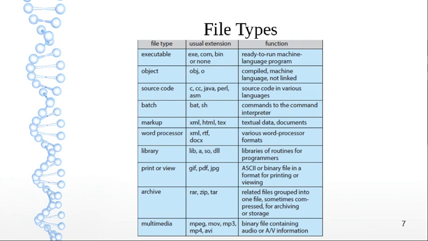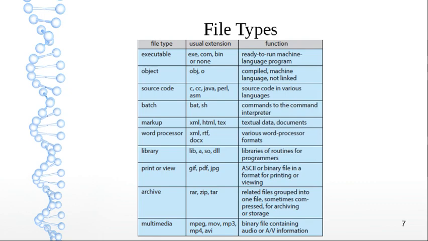For example, if we are referring to .rb, we are referring to Ruby source code, so it belongs to source code. If it is an exe, it is an executable file. If we're referring to zip, we are referring to an archive. If we're referring to MP3, MP4, or any multimedia, we're referring to multimedia files.